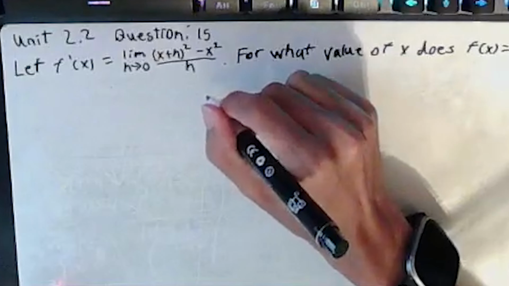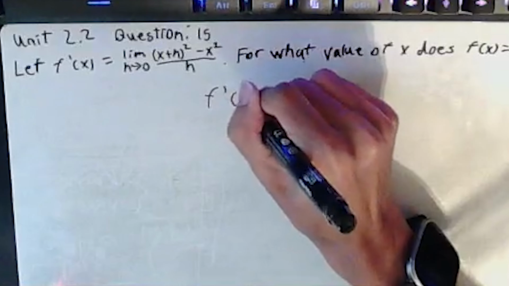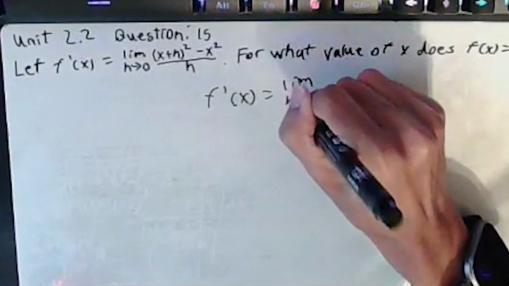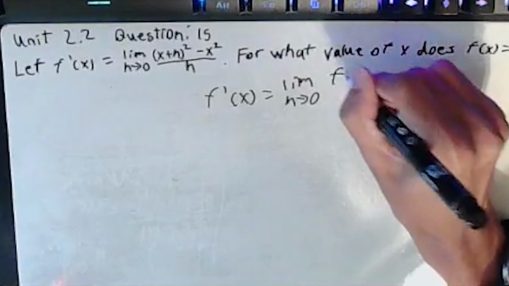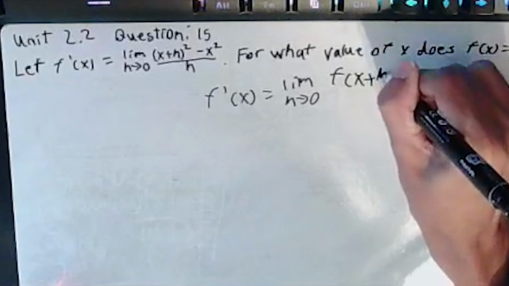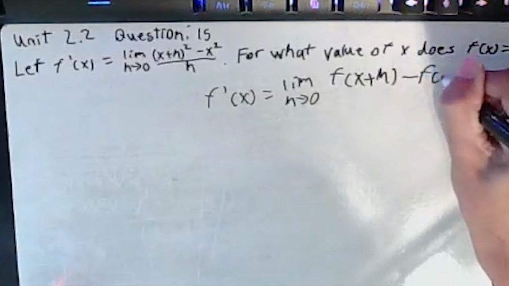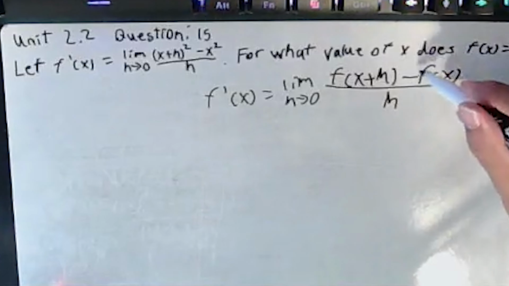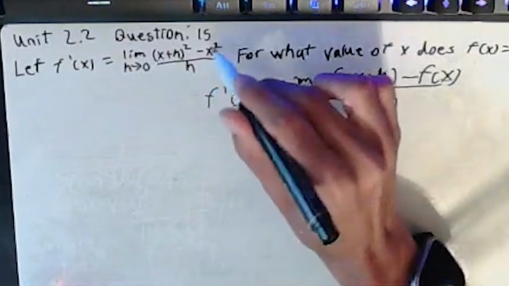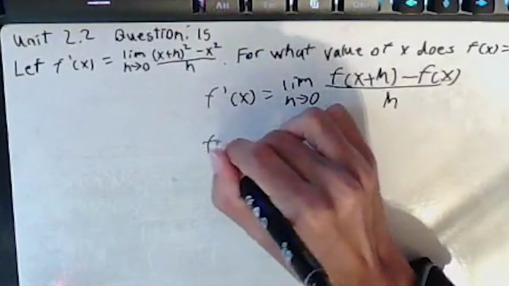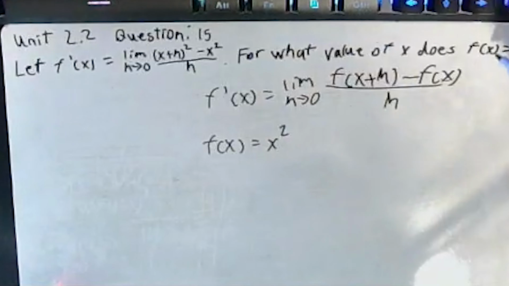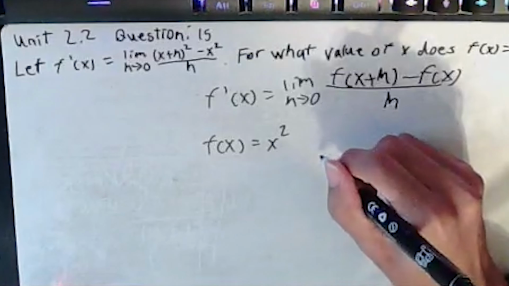So to start, we need to know that this formula, that f prime of x equals the limit as h approaches 0 of f of x plus h minus f of x all divided by h. So we need to find what f of x is, which is right here in this function. So we know that f of x is going to be equal to x squared. From here we just set our f of x equal to 4 and solve for x.